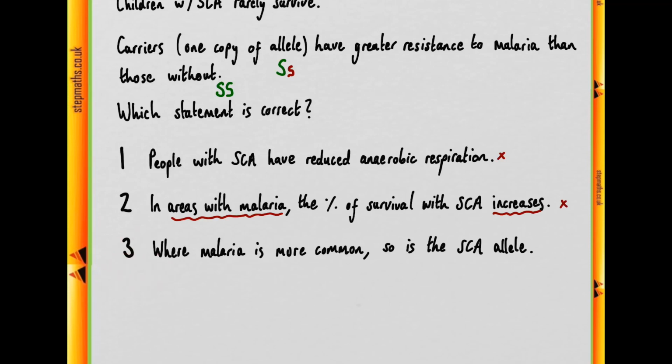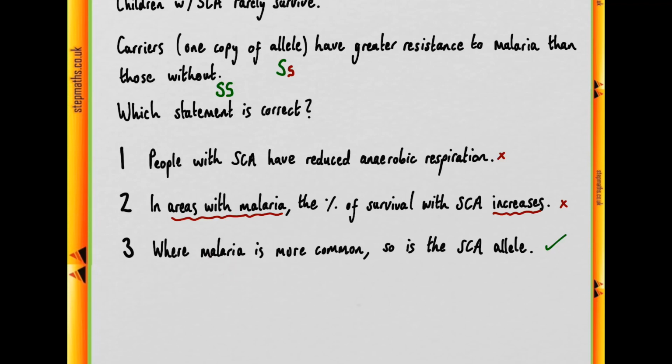Moving on to statement 3, it says that wherever malaria is more common, for example parts of Africa, you would expect to find more people with the sickle cell allele. Now this is true, and the reason for that is that the question is alluding to the causality between malaria and the incidence of the sickle cell allele.